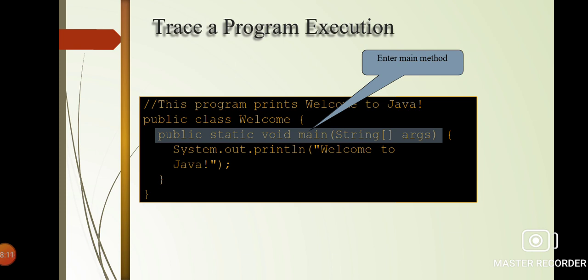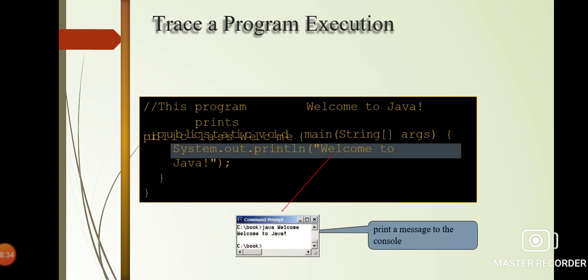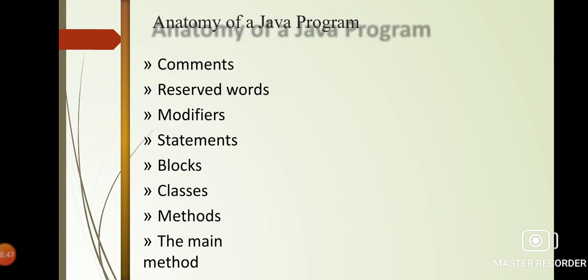Trace the program execution. This is the program that prints Welcome to Java: public class Welcome, public static void main, string arguments we are passing over here. So we can use this main method. System.out.println prints Welcome to Java. This is the execution statement. System.out.println is the execution statement, and for the output we get a printed message on the output console: Welcome to Java.